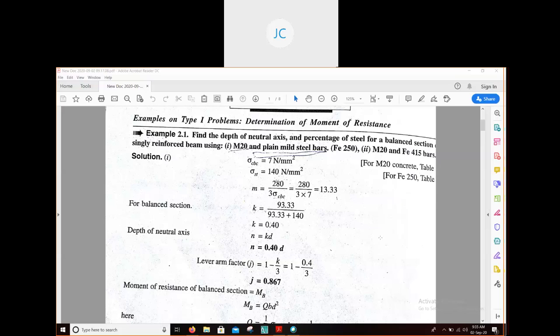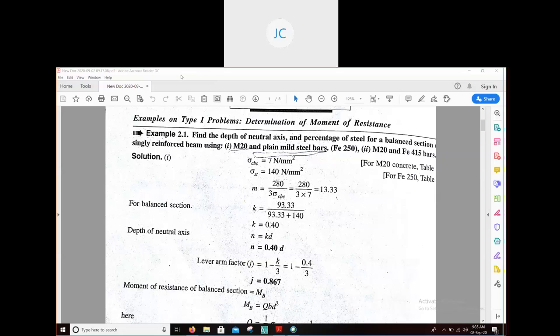Okay, so let us see the first problem. All of you can see it. If you have pen and paper, you can write down the question also. Find the depth of neutral axis and percentage of steel for a balanced section, a singly reinforced beam using: first question, M20 and plain mild steel bar, and the second question, using M20 and Fe415 bars. So we have to find out the depth of neutral axis and the percentage of steel which we will use for a balanced section.